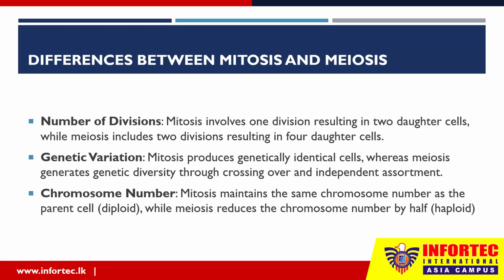And coming to the chromosome number, mitosis remains at the same chromosome number as the parental cell. It is diploid. While meiosis reduces the chromosome number to half, so we call them haploid cells. So those are the basic differences between meiosis and mitosis. There are more. You can further research, further read and get some idea about the differences between meiosis and mitosis.